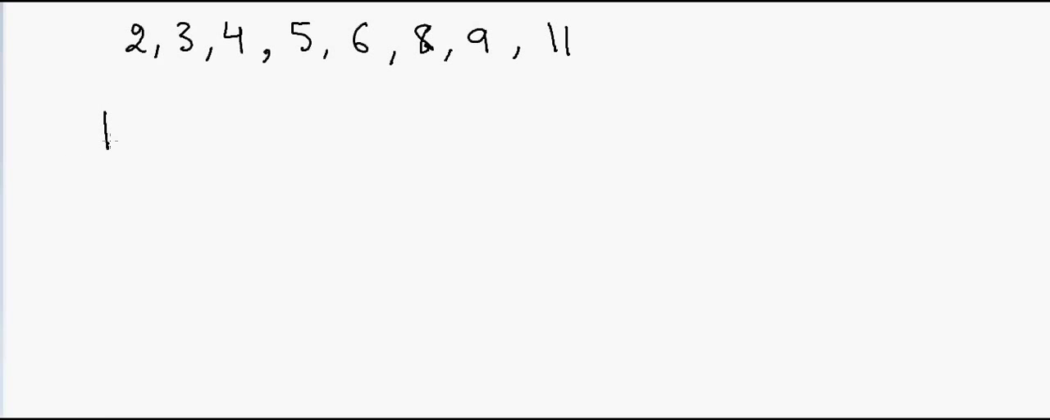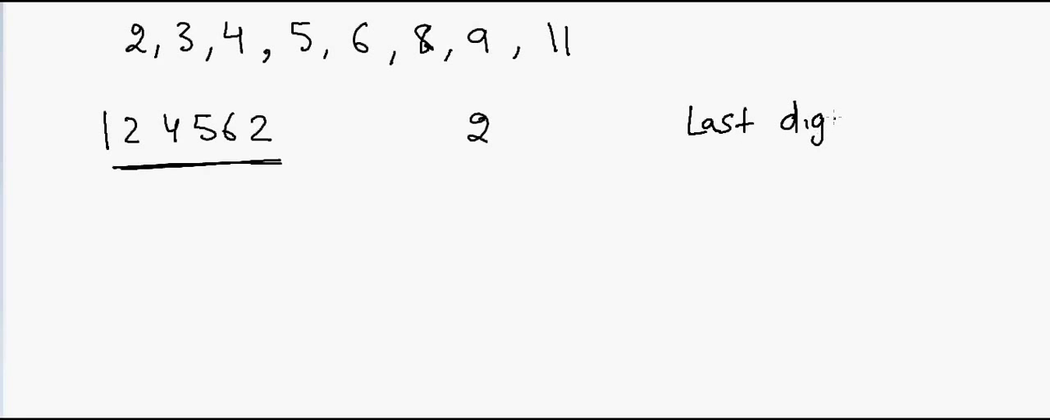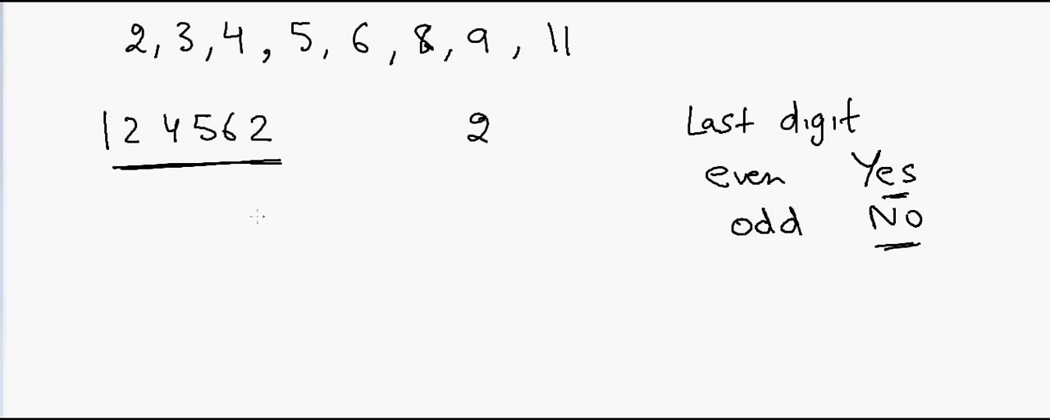Let me begin with an example. Suppose I have the number 124562 and want to find out whether this number is divisible by 2. For this test it is very easy. We have to look at the last digit, and if it's even, then yes, and if it's odd, then we'll say no. Here the last digit is 2, so it is divisible by 2 because it's an even number at the end.